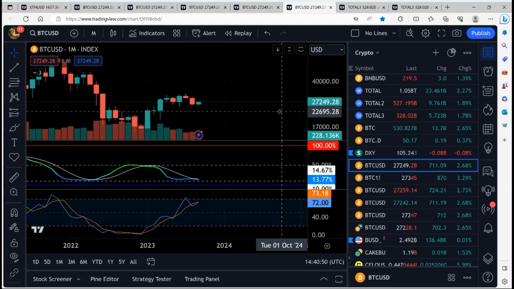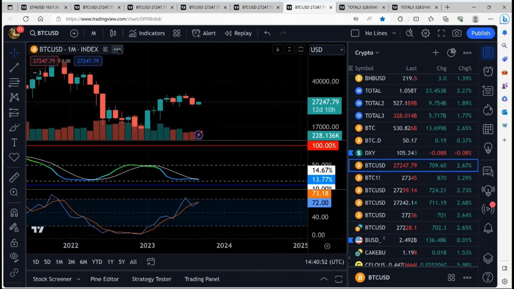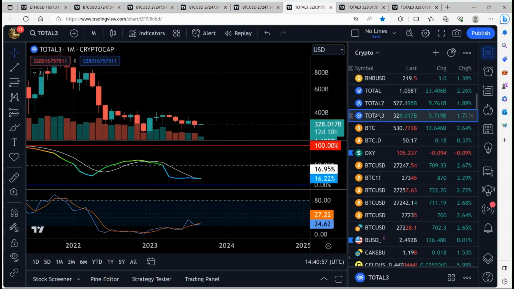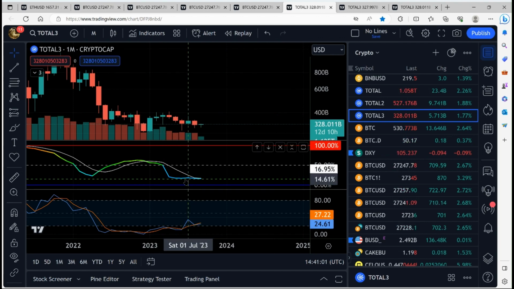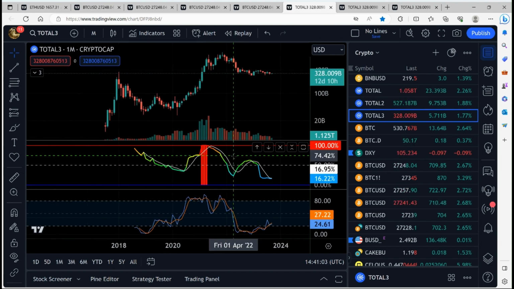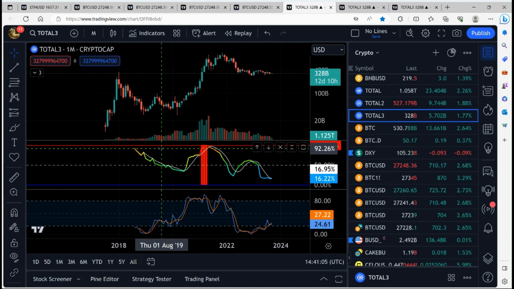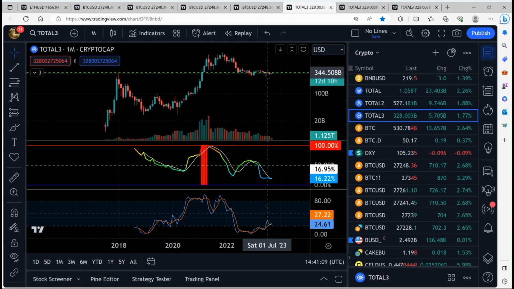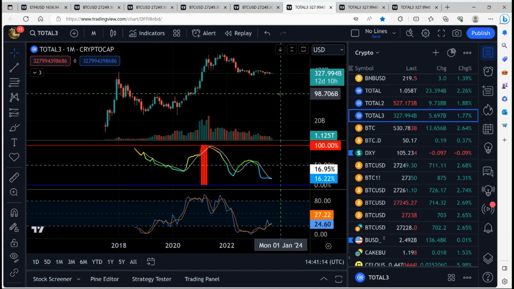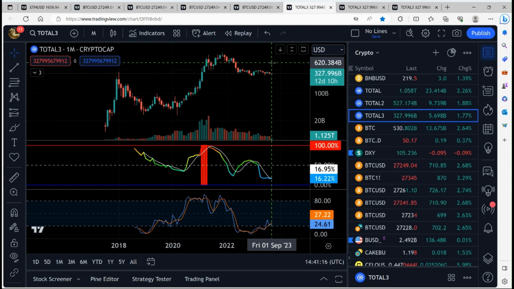Now, let's switch to the Total3, because you've got to talk about both of them. Total3, same extreme low volatility, lowest in its history, which doesn't go back as far as Bitcoin. So expansion from here, I do not believe is going to make a big dump downwards. I think it's going to be a big move upwards. That's where we're at in the market.